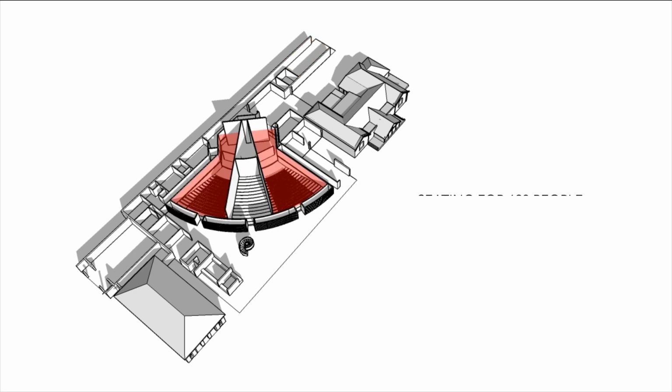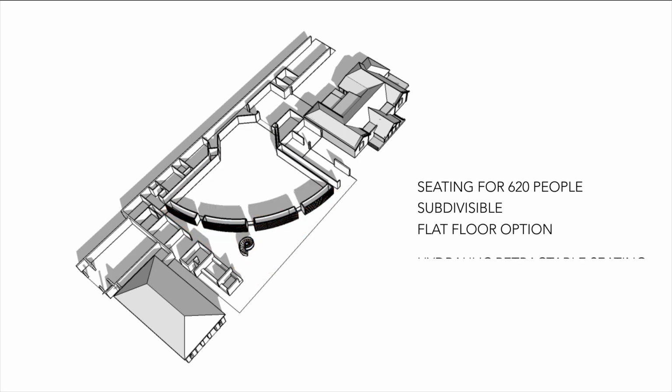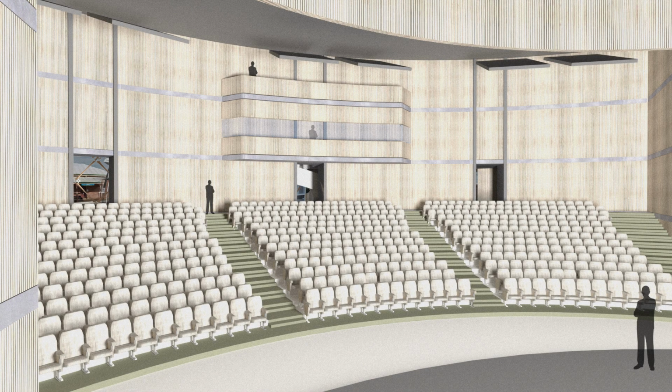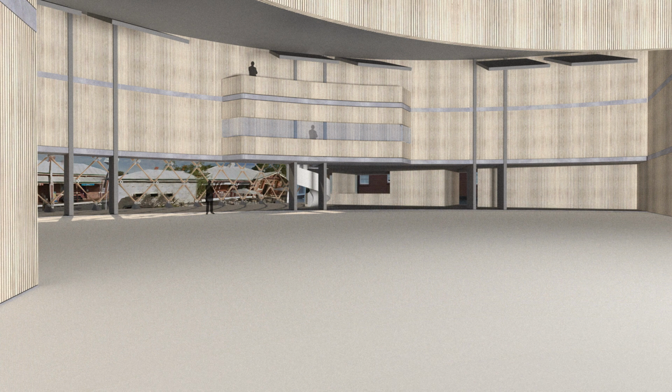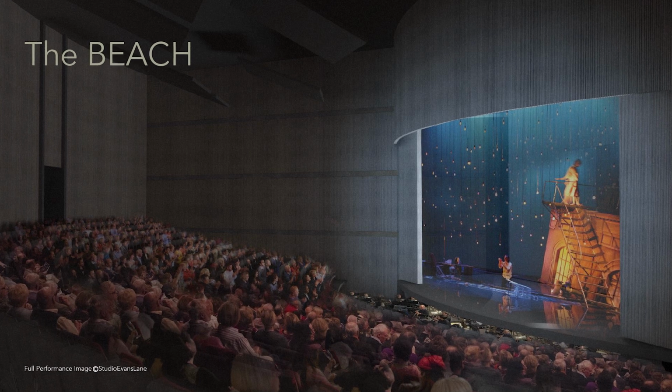The primary fan-shaped auditorium has 620 seats and is subdivisible, forming 2 or 3 smaller spaces. The auditorium can be readily converted to a flat floor environment. Hydraulic retractable seating and a demountable partition system enable full conversion to a flat level environment throughout the entire ground floor. This creates a highly adaptable space able to cater for 1,000 people.